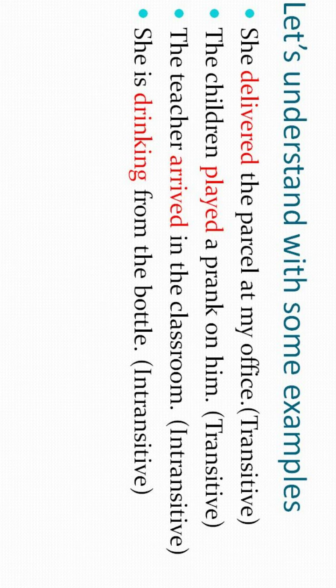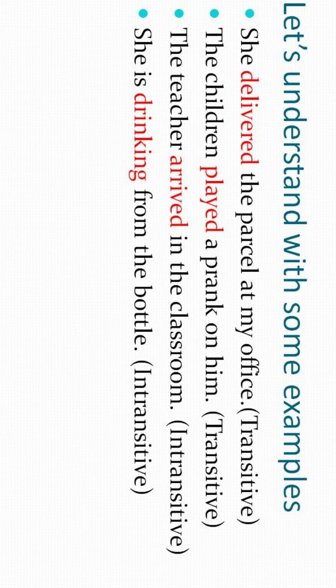She is drinking from the bottle. That is your fourth sentence. What is she drinking? वो क्या पी रही है? I'm not getting the answer. Yes, I'm getting the answer of where she is drinking from, right? I am getting that she is drinking from the bottle. That I'm getting, but I'm not getting what she is drinking, right? If I'm not getting the answer of what she is drinking, then that will lie under the intransitive.